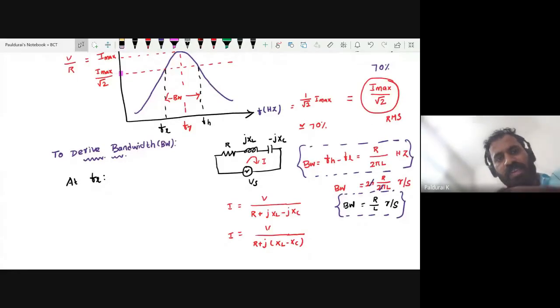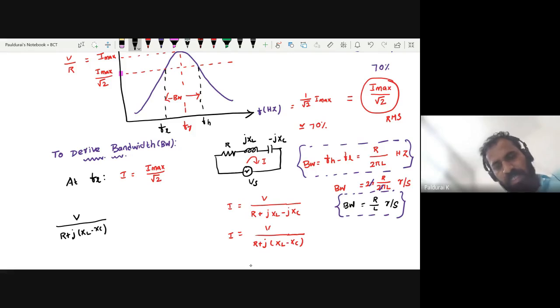So at FL, can I start the derivation? Are you with me? Yes, sir. At FL, I equals I max by square root 2. Okay. So what is the formula for I? That formula, I equals V divided by R plus j(XL minus XC).